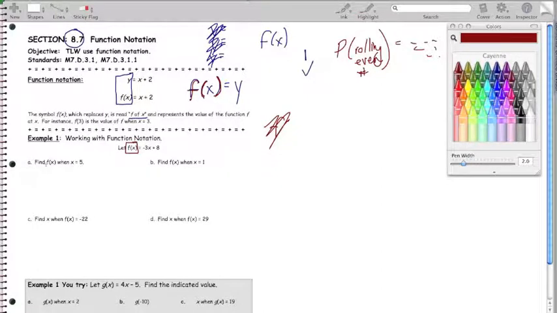All right, so example A, find f of x when x is 5. So that means they want me to find f of x, find this side of my equation when x is 5. So I'm going to go ahead and where there is an x, I'm going to put 5. Then I'm just going to simplify. Negative 15 plus 8, negative 7. So find f of x when x equals 5.